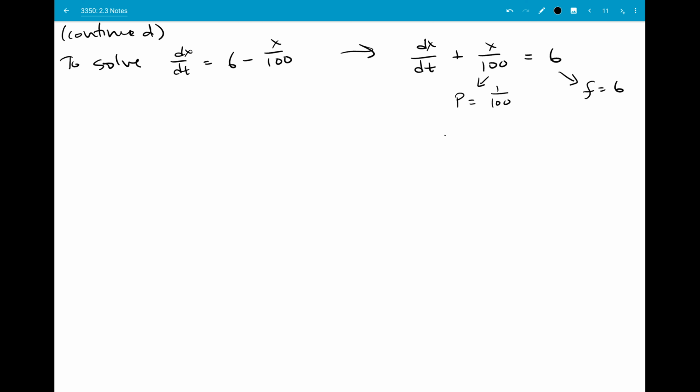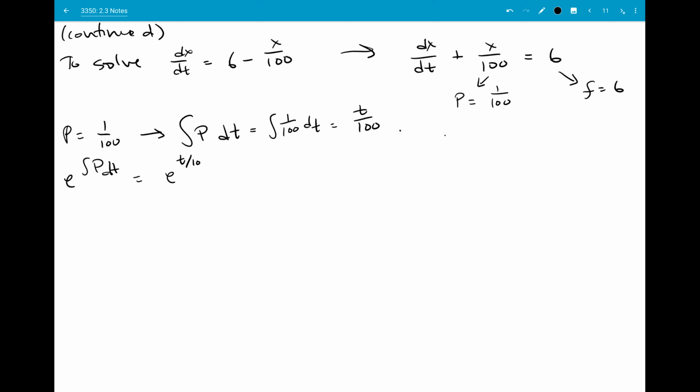So we're going to go ahead with our steps to solve a separable equation now that we know what p and f are. If p is equal to 1 over 100, the integral of p with respect to t, the thing that's in the bottom of our derivative, is just the integral of 1 over 100 with respect to t, so that's just t over 100. And so my integrating factor is e to the integral of p dt, which is just e to the t over 100.